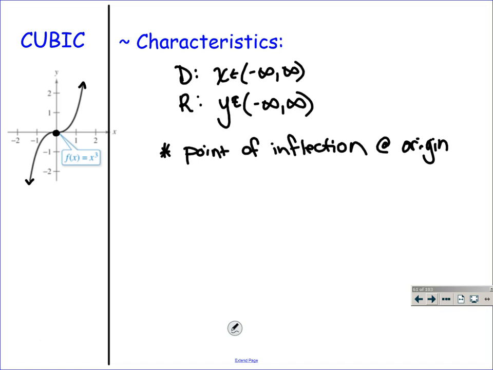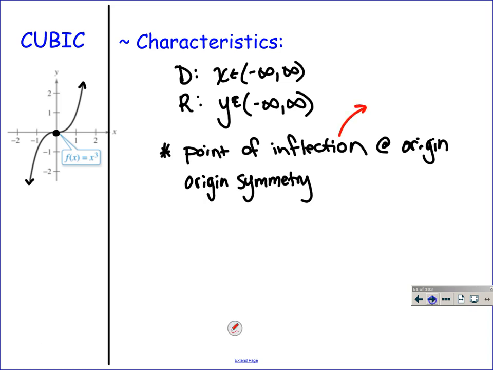There is symmetry, but it's not. Let's just say that the parent function has origin symmetry. Is that okay? As soon as you move it, it's going to have symmetry about the point of inflection, then it starts to get kind of weird. But for right now, for the parent function, we can say origin symmetry before it gets moved around.